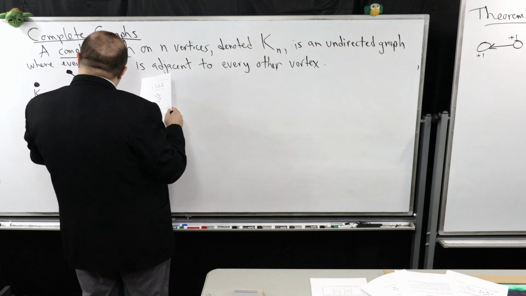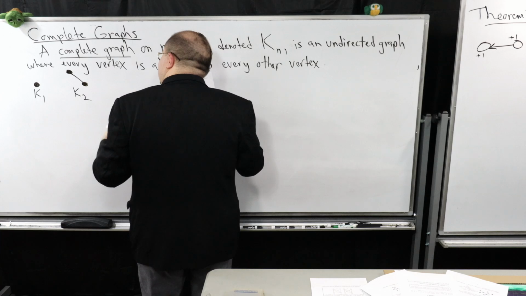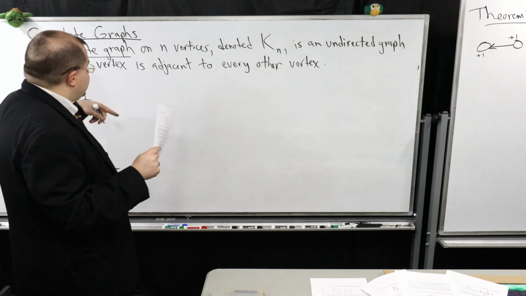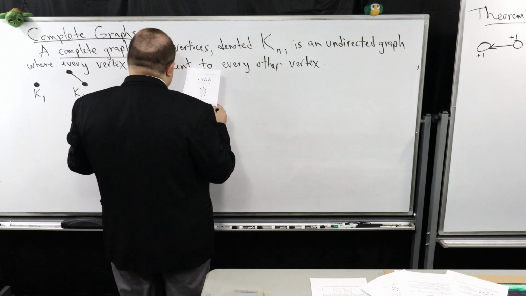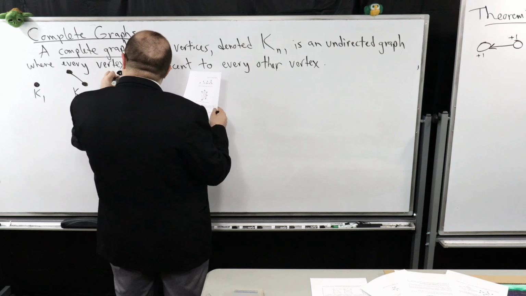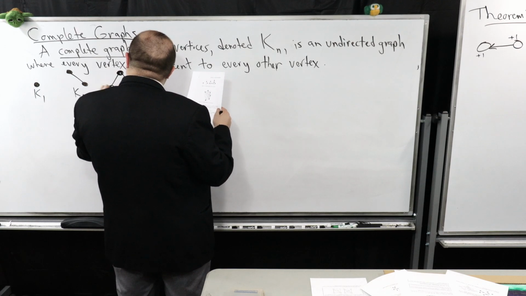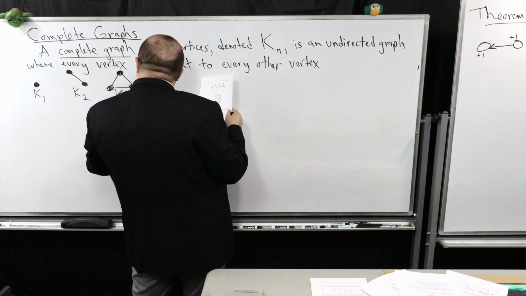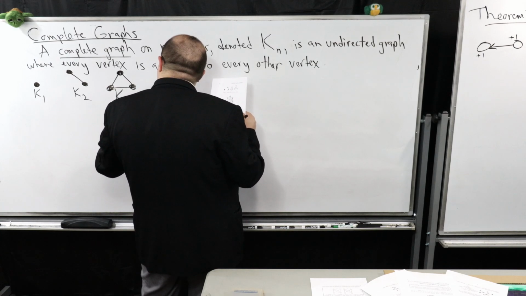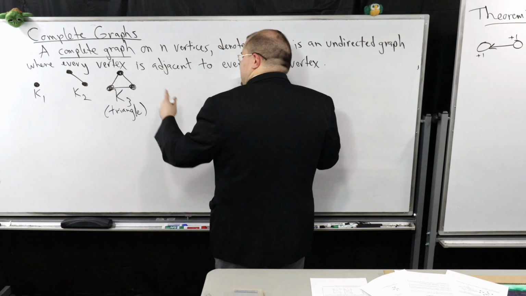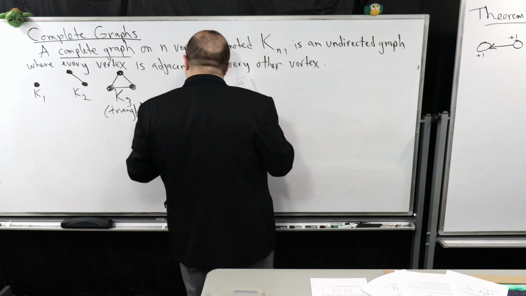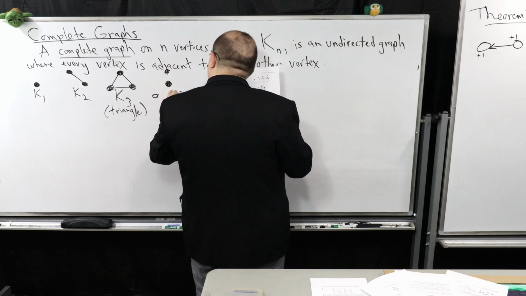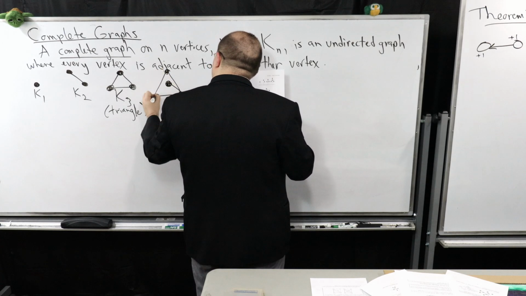K2 has two vertices. Notice that I have a single edge that connects both of them, meaning that every vertex is adjacent to every other vertex in here, which is quite simple. K3 looks like this. Some people like to refer to this as a triangle in graph theoretic terms, because it looks like a triangle. It's K3. K4 has 4 vertices, and every vertex is adjacent to every other vertex.